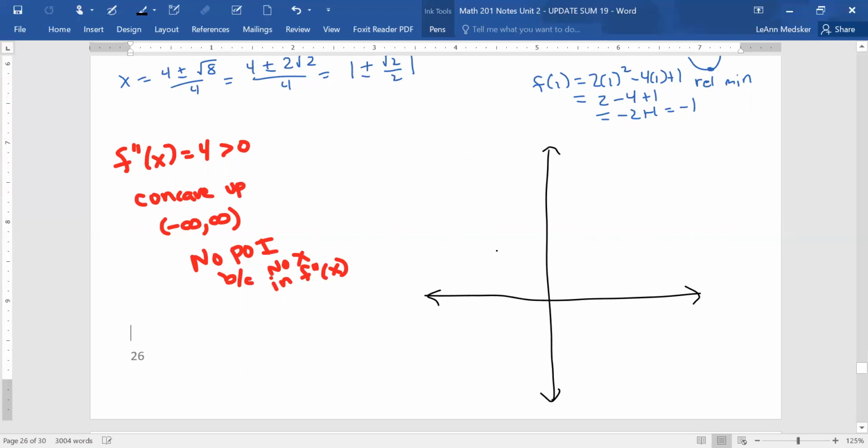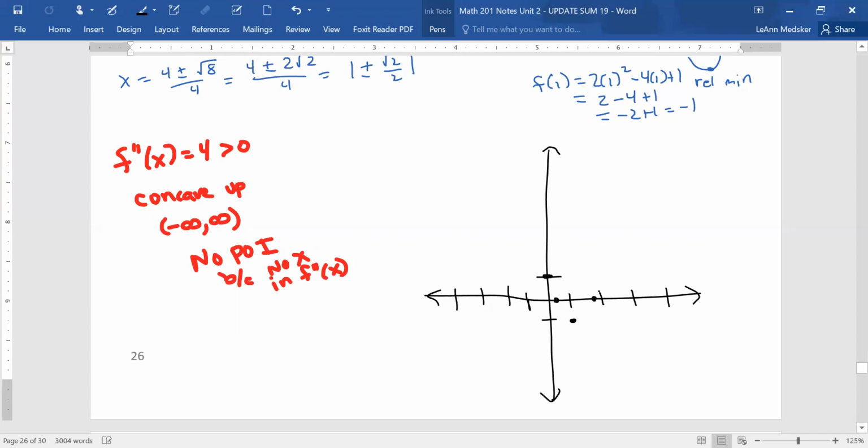So I need to have my points that I know, my intercepts. So hang on, this is 1, 2, 3, 4, negative 1, negative 2, negative 3, negative 4. I had an x-intercept at about 0.29, so that's right about here. And then I had another x-intercept at about 1.71, which is probably right about here. Then I had (1, negative 1) as my relative minimum. This is the lowest the graph can ever get. And then we had (0, 1) as our y-intercept.